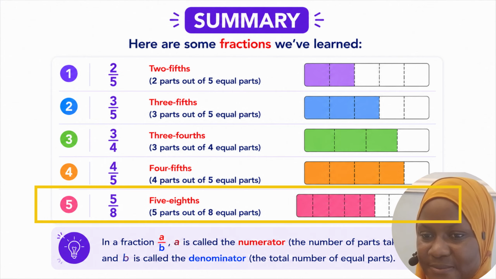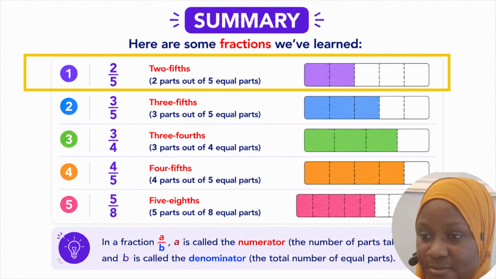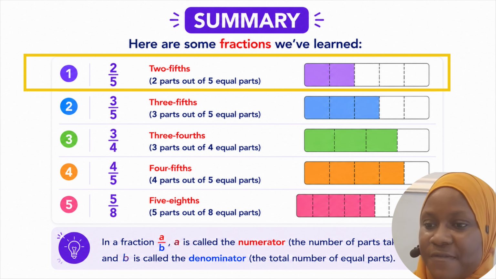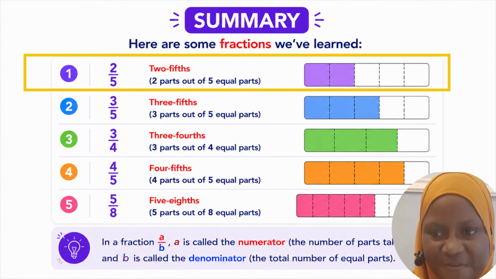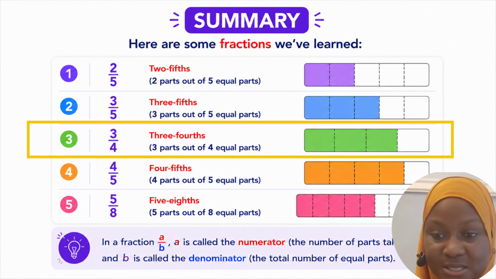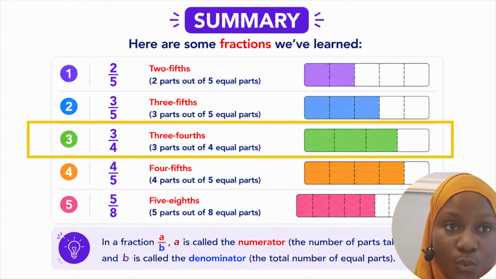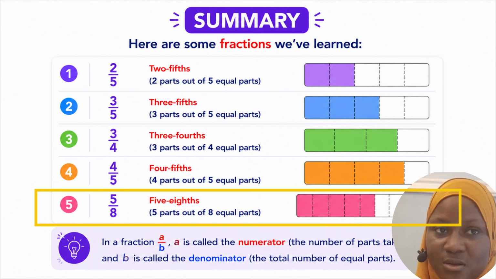Now, if I take 2 over 5 of something, what fraction is left? 3 over 5 is left. Because I took 2 pieces out of 5 pieces, so it remains 3 pieces out of 5 pieces. That's 3 over 5. If I've taken 3 over 4 of something, what part is left? Tell me. 1 over 4. That means I've taken 3 pieces and 1 piece is left. If I've taken 5 over 8 of something, what part is left? What fraction is left?